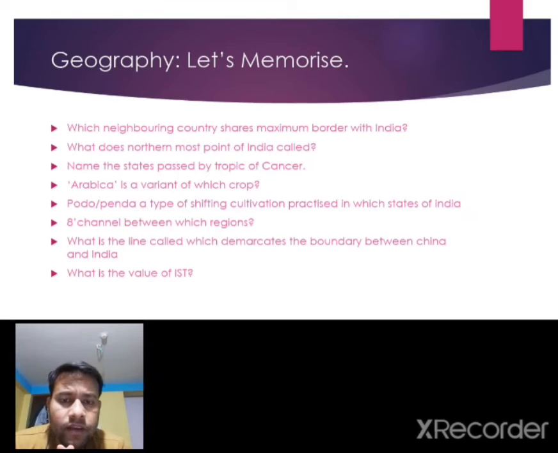What is the line called that demarcates the boundary between China and India? That is definitely McMahon Line. And what is the value of IST? That is 82 degree 30 minute east longitude.